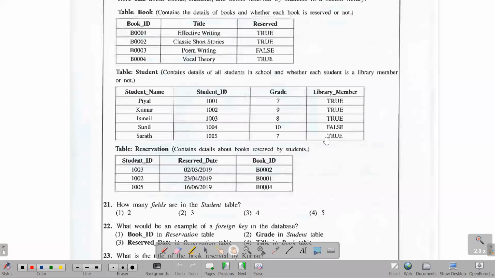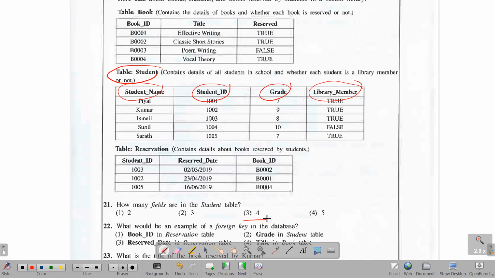Okay, so the 21st one, it's regarding these three tables. How many fields are in the student table? So here's the student table. The student table has how many fields? Student name, student ID, grade, and library member. That means 4. It's very easy.